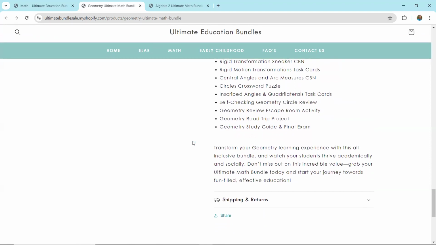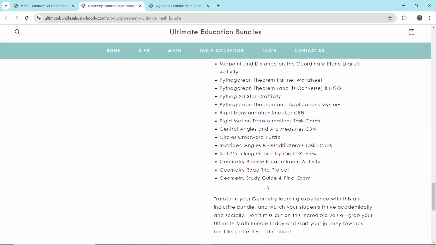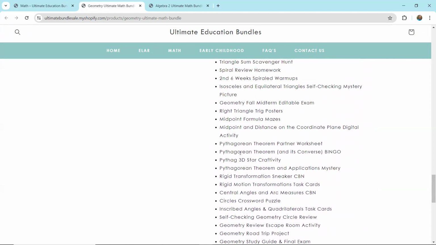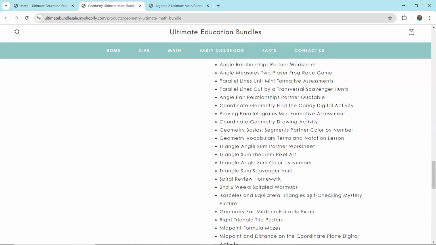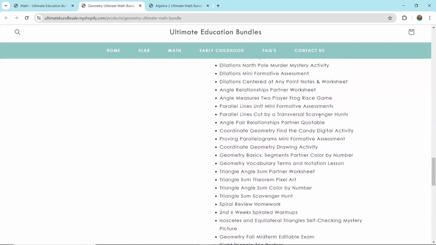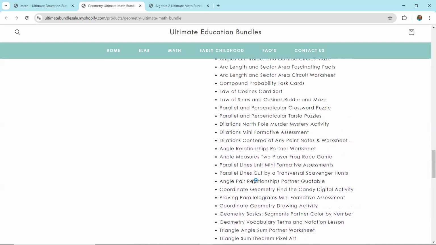And then think about this too. It's not just all one thing. It's not like, oh, it's 100 different task card activities. No, there's a study guide, a project. There are task cards. There's a crossword puzzle, a bingo game. I love this. 3D Starcraftivity. That sounds cool. Self-checking mystery picture, right? Assessments. Those are both for me, I think. And a partner worksheet. That's cool.